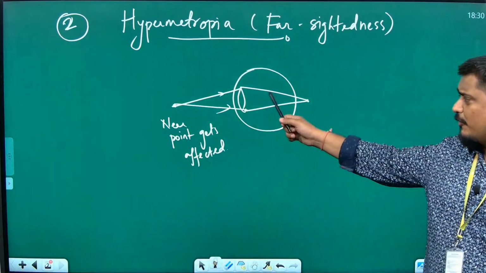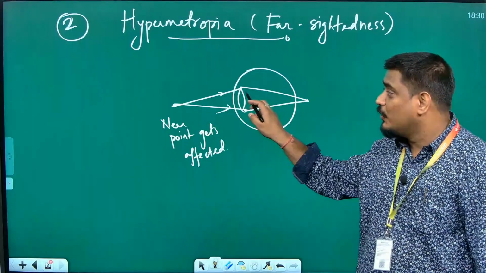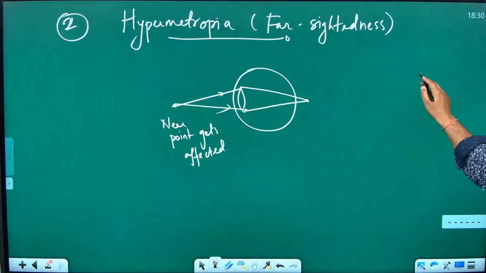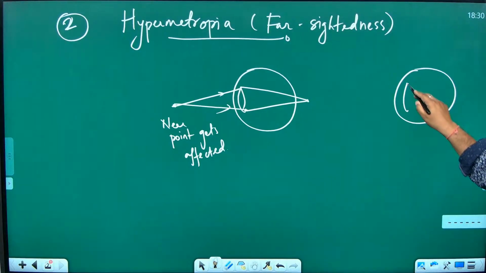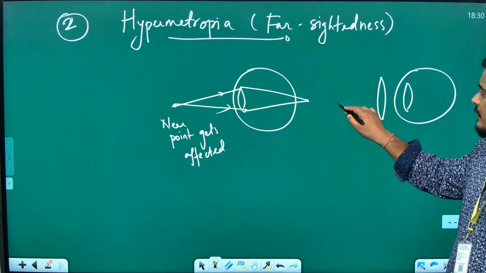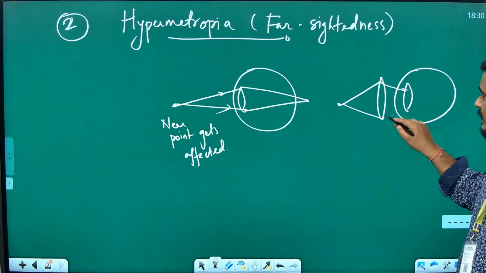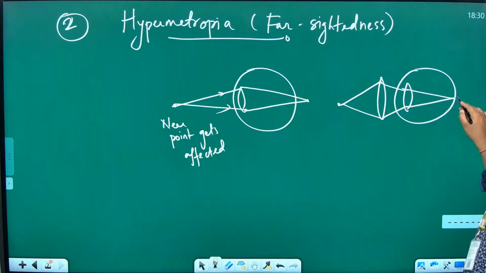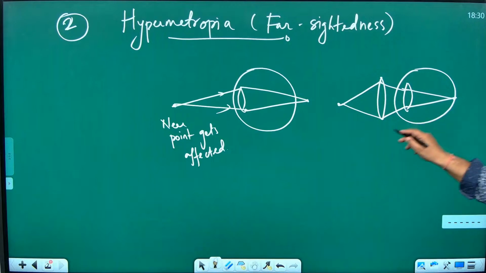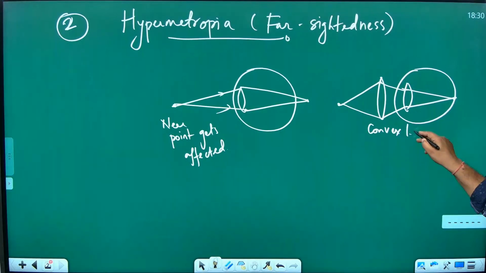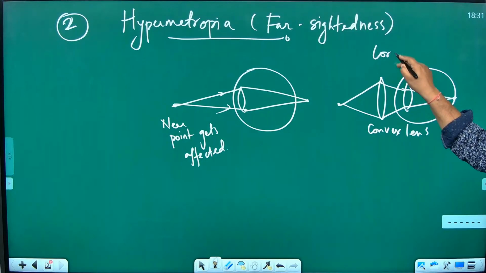If you want to correct this kind of defect, I want the rays to somehow converge before itself, isn't it? So imagine in front of this eye, if I am placing a convex lens, what is going to happen? The rays coming from the near point first get converged, are you understanding? And then once again converge. They will meet on the retina. That's why for a hypermetropic eye, what lenses are recommended? Convex lens is recommended for its correction.